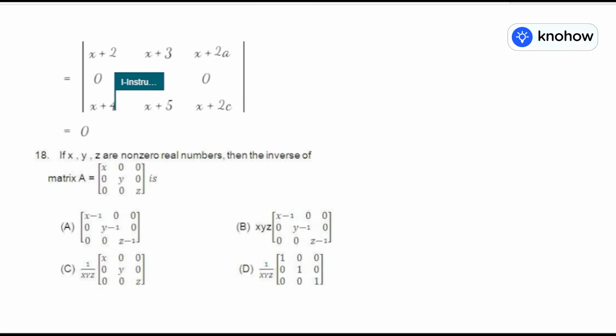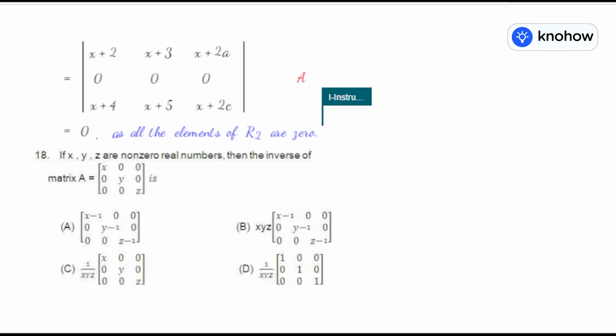Why? As all the elements of row 2 are 0. And we know that if all the elements of any row or any column are 0, the value of determinant is 0. So clearly your A choice is the correct choice.